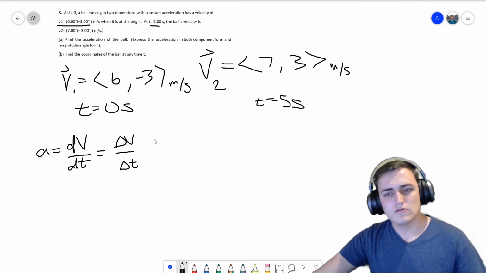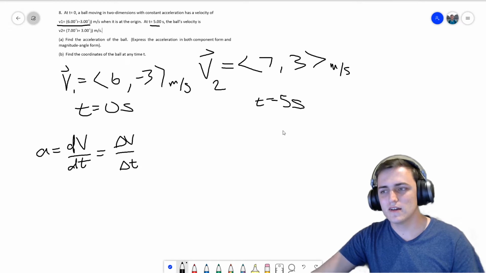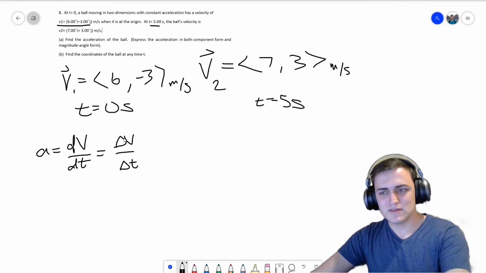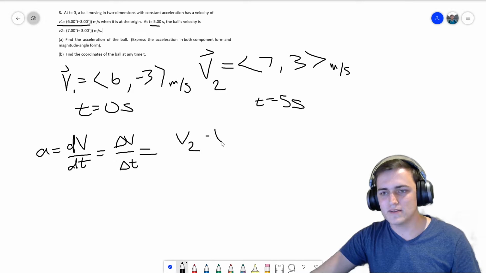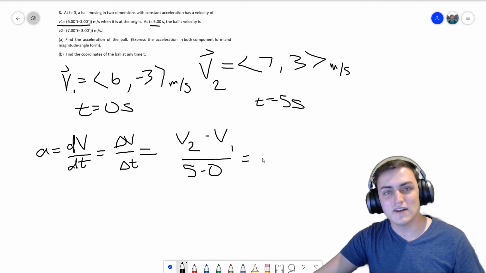So how do we know what the change in velocity is? Well, why don't we express the change in velocity as v2 minus v1? If you remember, delta is just the final minus initial. So our final is v2 minus our initial of v1, over, well, we have 5 seconds minus 0. So our delta t is 5.